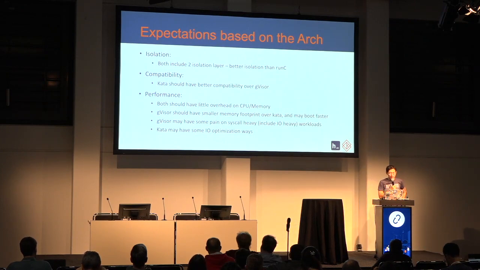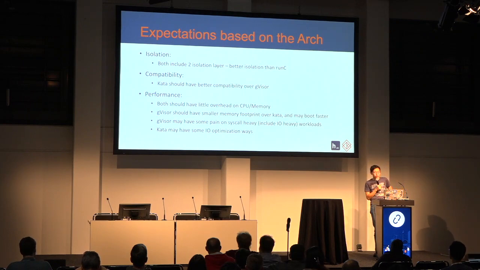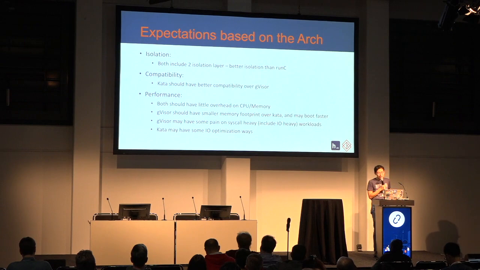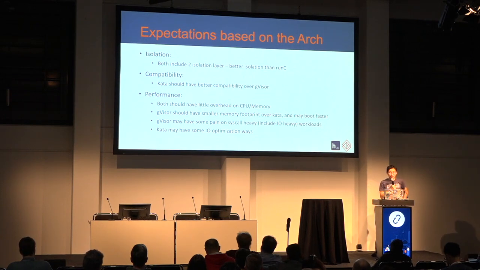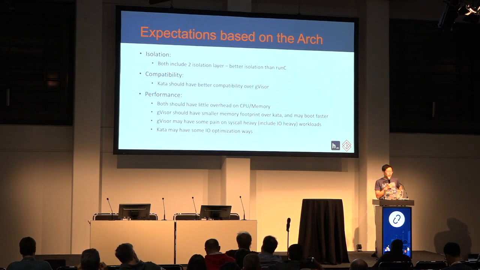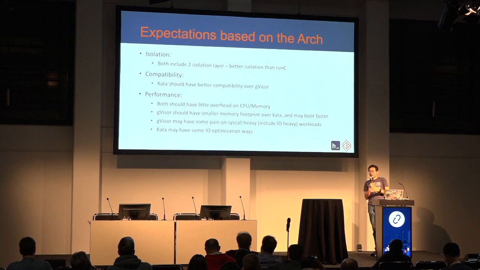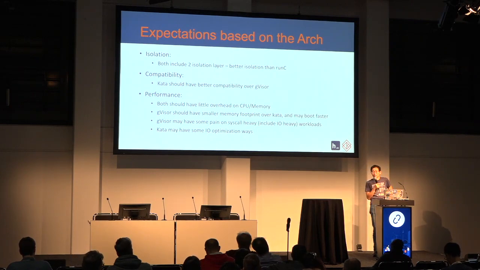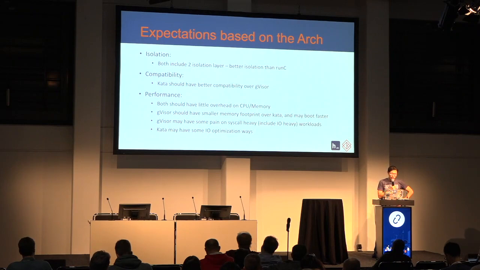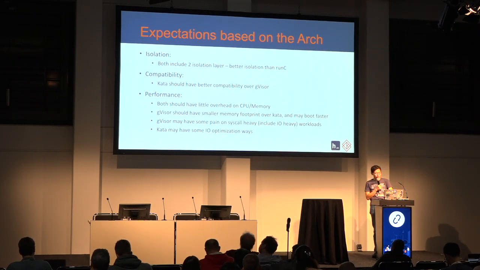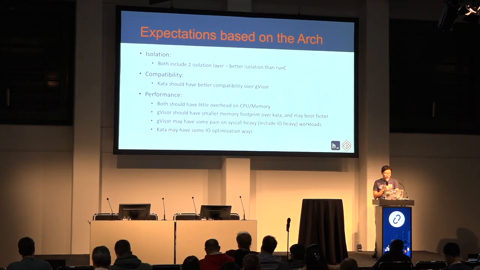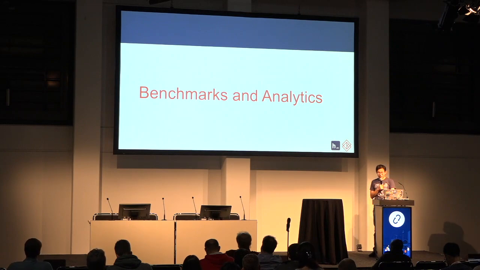And about the performance, you may think both should have very little overhead on CPU and memory. But on the other hand, because of the simple architecture, gVisor may have a smaller footprint, but with the syscall interception method, gVisor may have some pain on syscall-heavy workloads. Kata has many IO optimization ways.